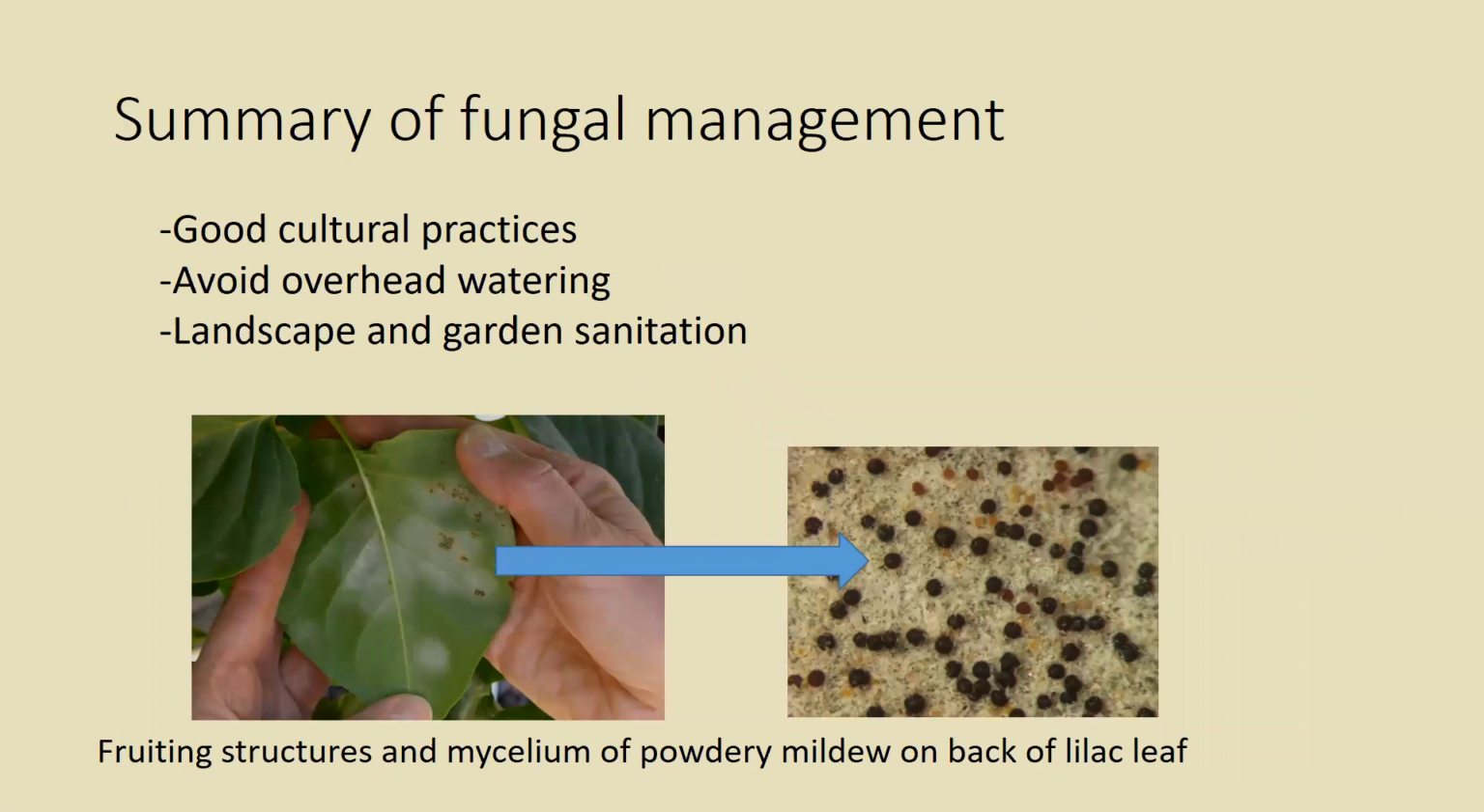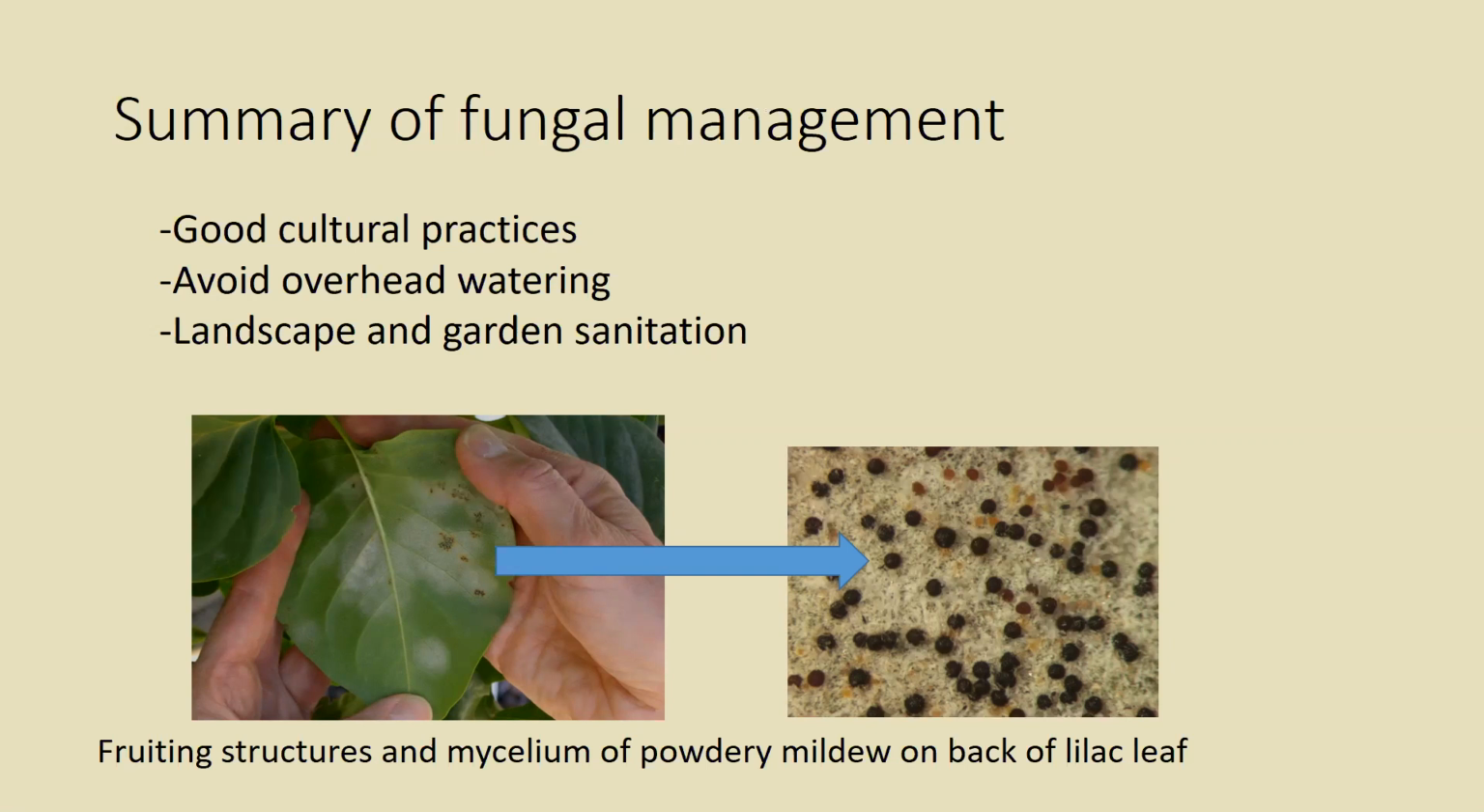So now let's summarize fungal disease management. And in most cases, it's best for gardeners to manage fungal diseases using good cultural practices. So that means planting, thinning, and pruning appropriately. You want to promote good air circulation around the plant to keep the leaves dry, and keeping in mind that many plant diseases need moisture to grow, to develop, and to spread.